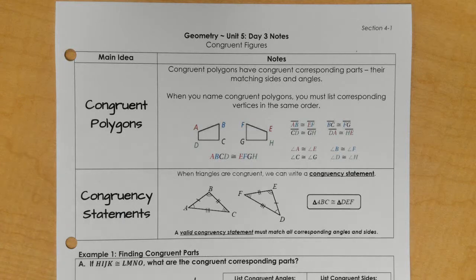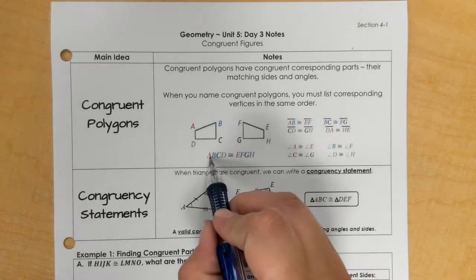For Unit 5, Day 3 notes, we have congruent figures, which could be anything. It could be polygons, triangles, quadrilaterals, pentagons, any figure. It says congruent polygons have congruent corresponding parts, their matching sides and their angles. When you name congruent polygons, you must list corresponding vertices in the same order. So this right here pretty much helps you with that.